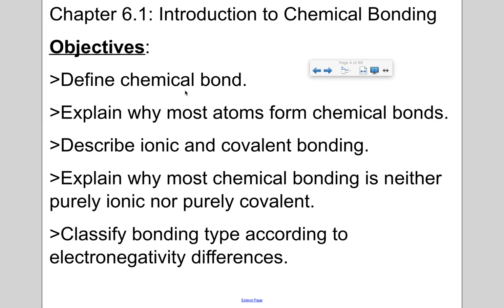All right, so today's objectives. Talk about what a chemical bond is, why most atoms form chemical bonds, the difference between ionic and covalent bonding, why most chemical bonding is neither purely ionic nor purely covalent, and then classify the bonds based on their electronegativity differences, which was a vocab term from chapter 5.